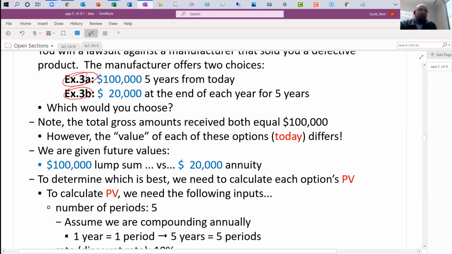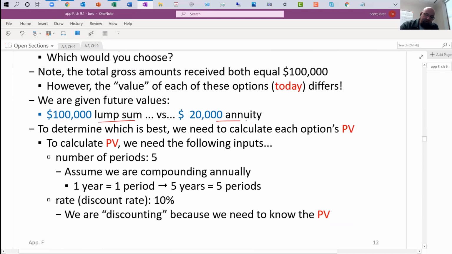Actually, I think you want to base it off of present value calculations. These are 2 different types of future values. This is an annuity. This is a lump sum. So given that we have a lump sum and annuity, let's do the present value calculations of each one of these things to determine which one is worth more today.